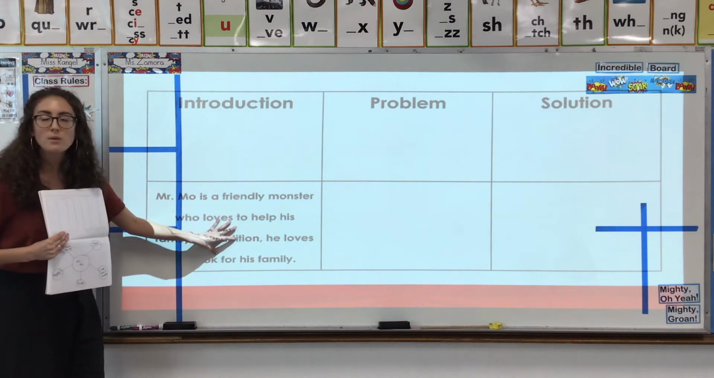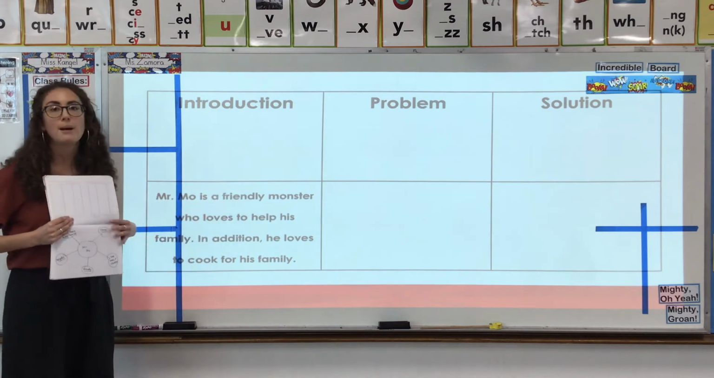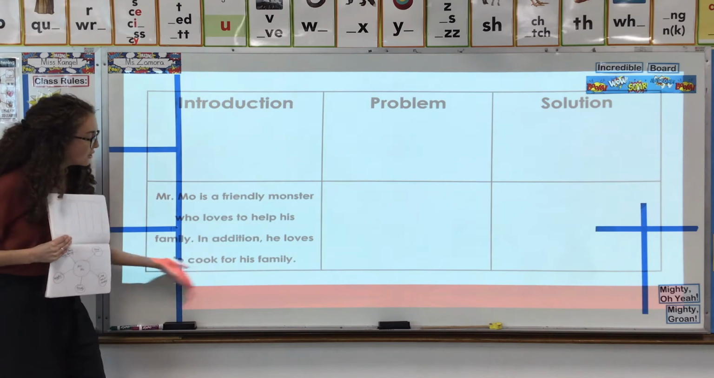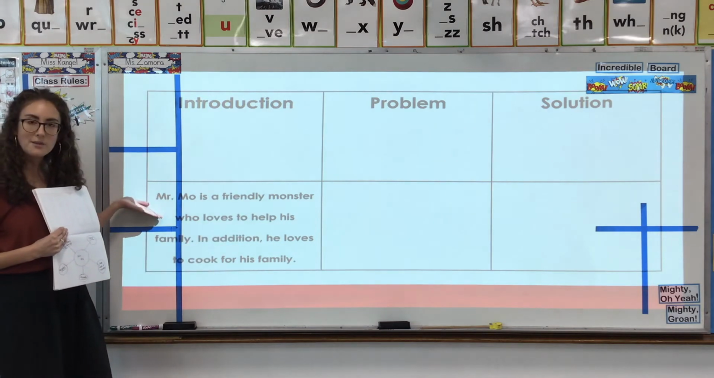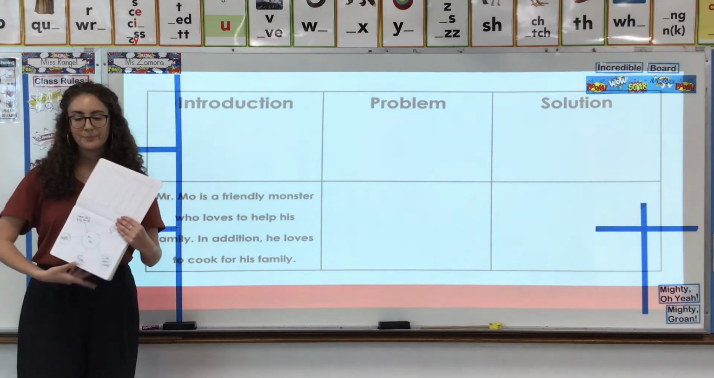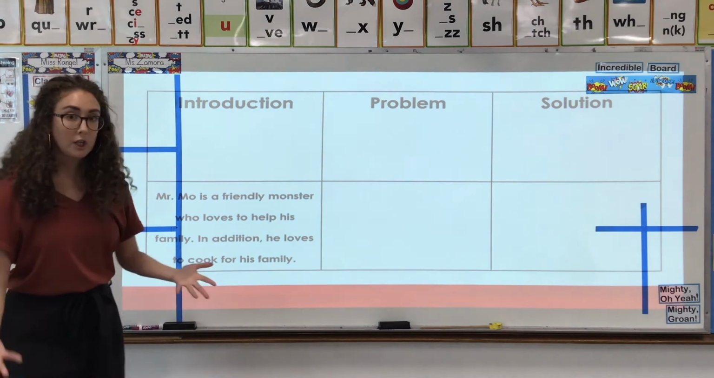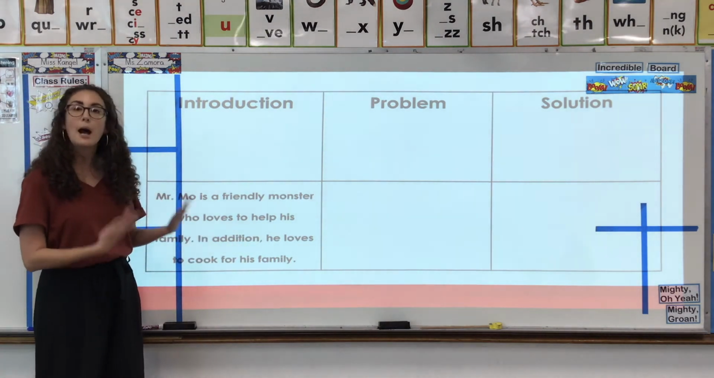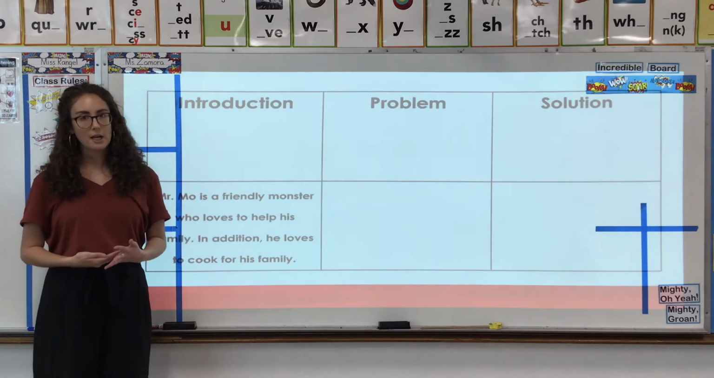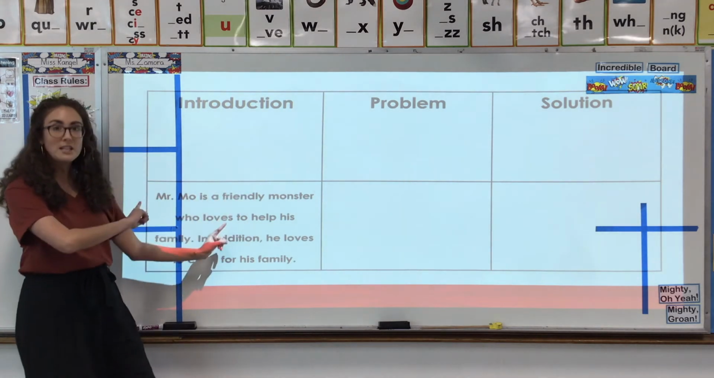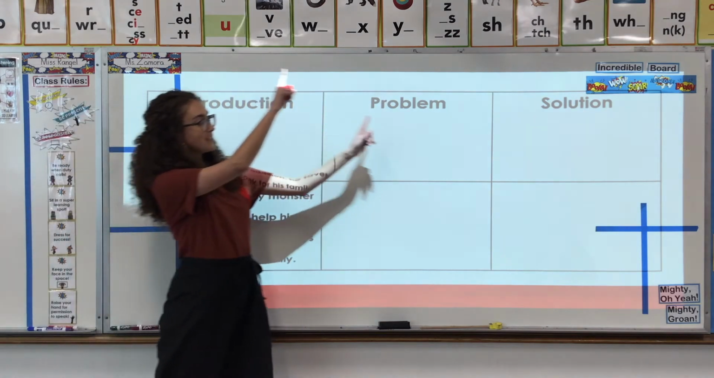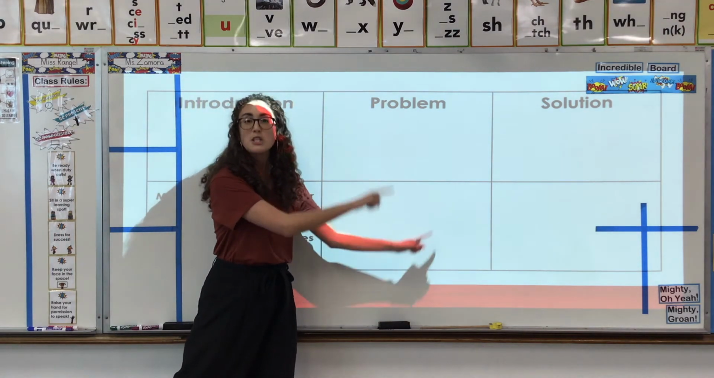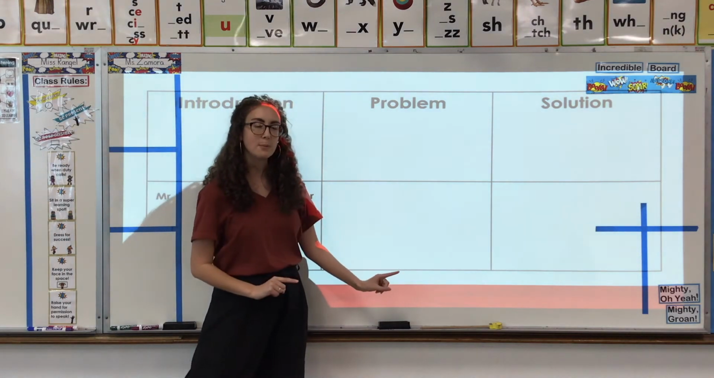And I just wrote down my ideas on my story map, introducing different characteristics about Mr. Mo. So that's what we're all going to do first. Write down what we want to highlight about our character in our introduction. Once we have that, we have to connect our character to our problem like we've just been practicing.